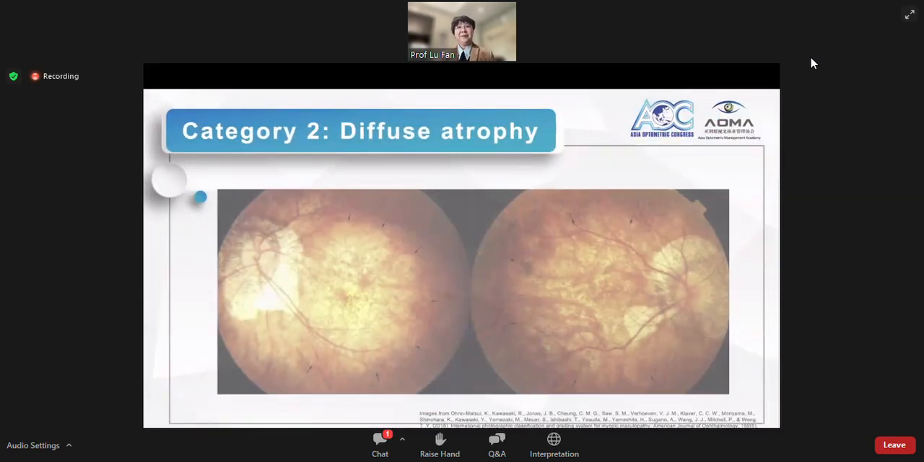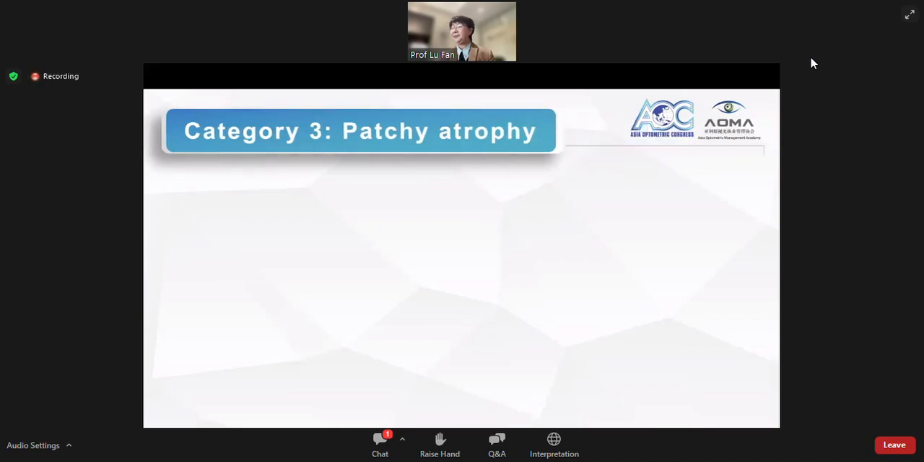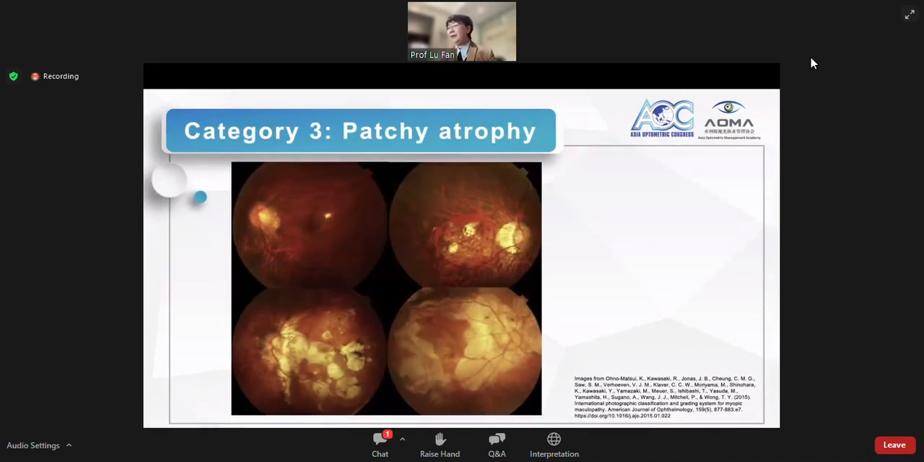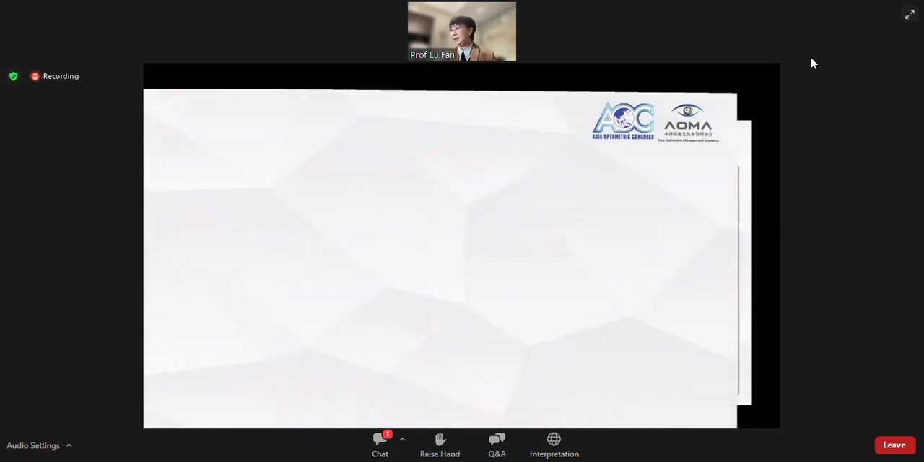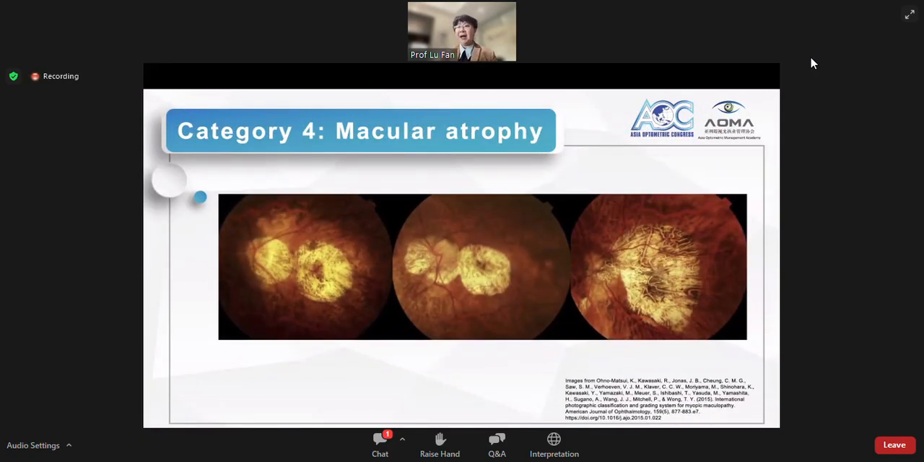This is category 2, diffuse atrophy. Very clear example images for reference in clinical use. Category 3, patchy atrophy, and also a very good picture that is easy to remember. This is category 4, macular atrophy. See the picture, a very typical picture for reference in clinical use as well.